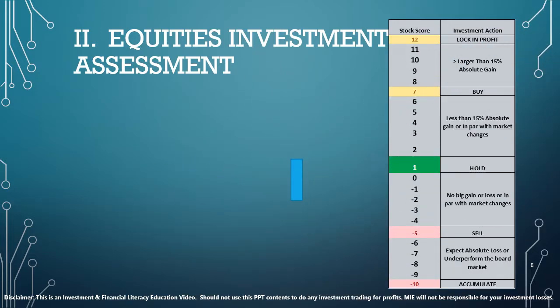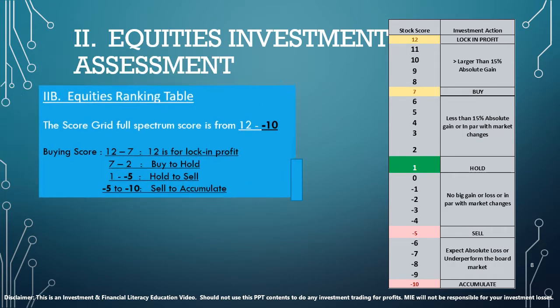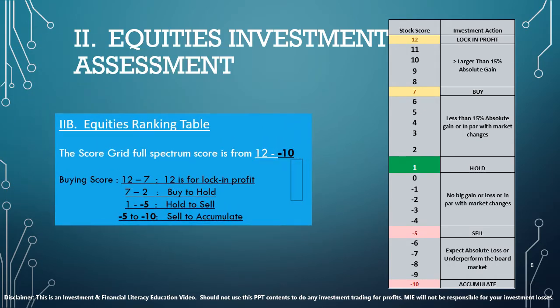Let's talk more about the ranking table. So the spectrum of the score is from +12 to -10 in the extreme case. So you can see 12 to 7 means it's a buy to lock-in profit range. Too good to be true, lock in profit, okay? The second is buy to hold.